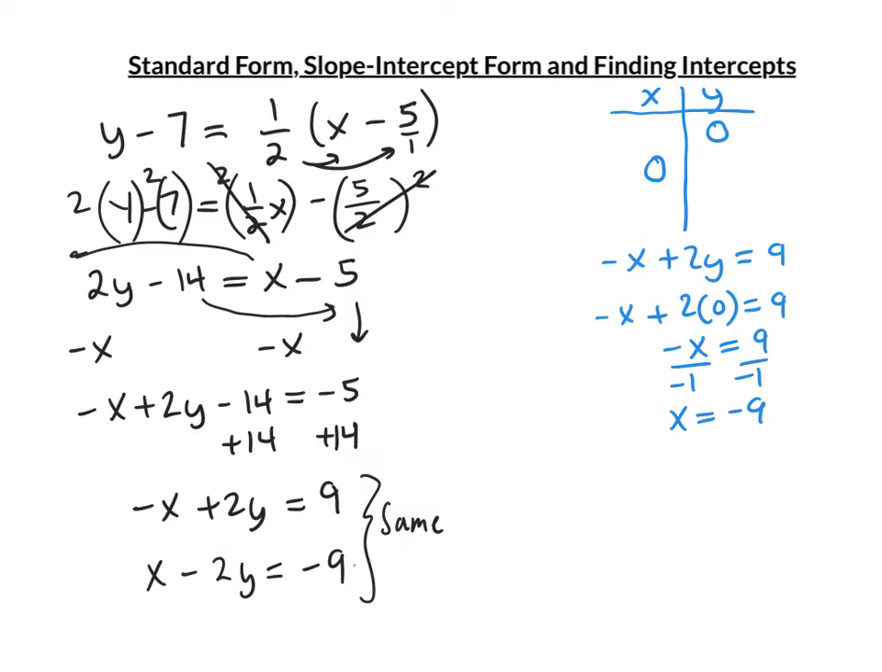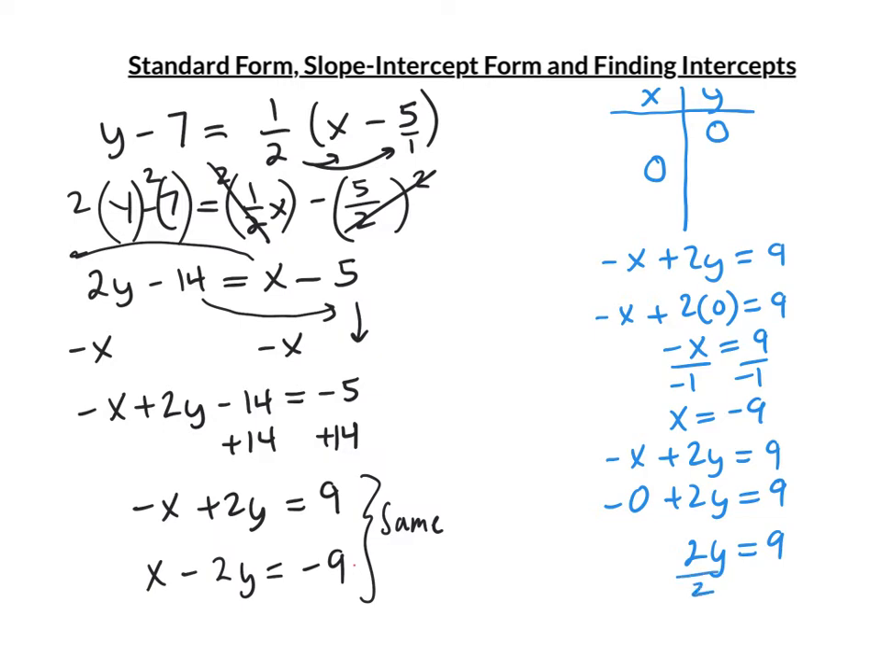Do that again. This time we're going to put in x is 0. So negative x plus 2y equals 9 becomes the negative 0. That's just 0. Plus 2y equals 9. So 2y equals 9. Now you might be tempted to make this a decimal, but let me warn you that a lot of decimals have to be rounded, and we don't want any rounded answers. So get in the habit of using fractions.